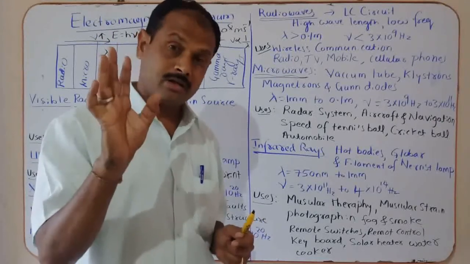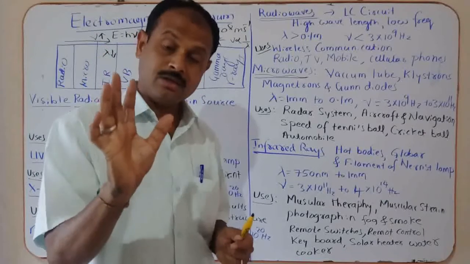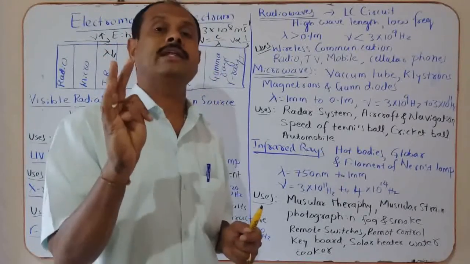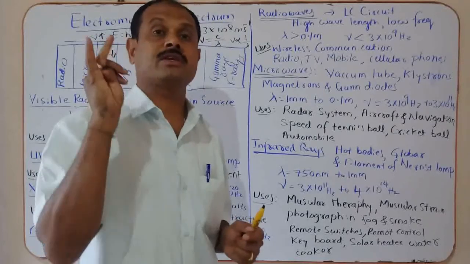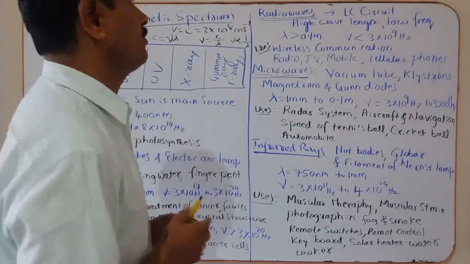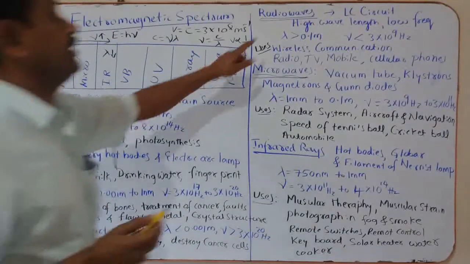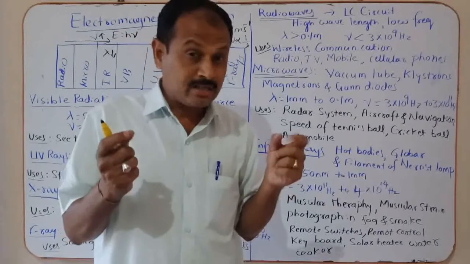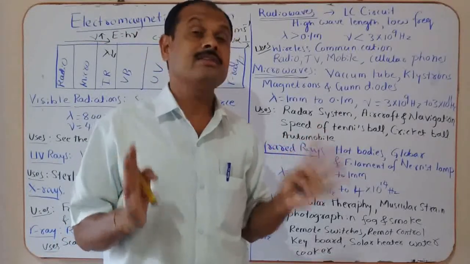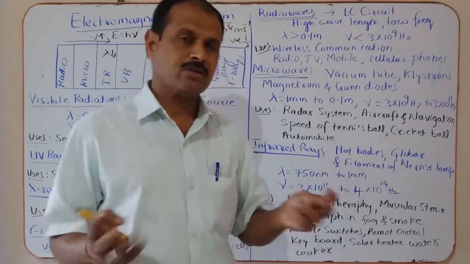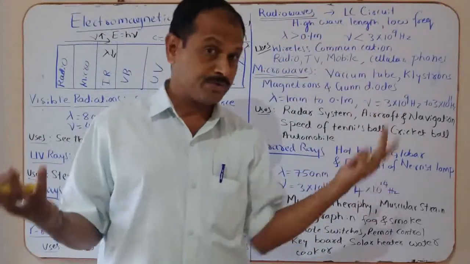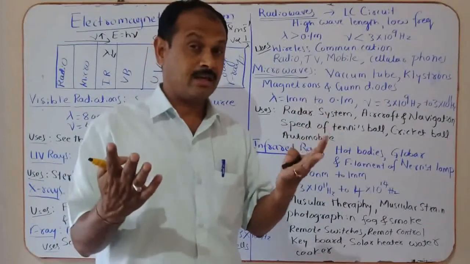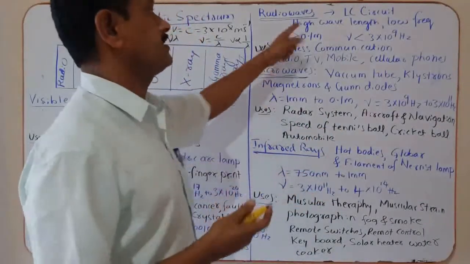You remember, now you learn what is the source, what is the range of the wavelength, what is the range of the frequency, and what are the uses of that electromagnetic radiation. Now you come to the radio waves. Radio waves are generated by accelerating charged particles in the LC circuit, the tank circuit.